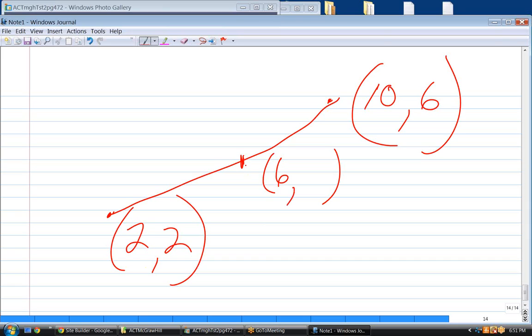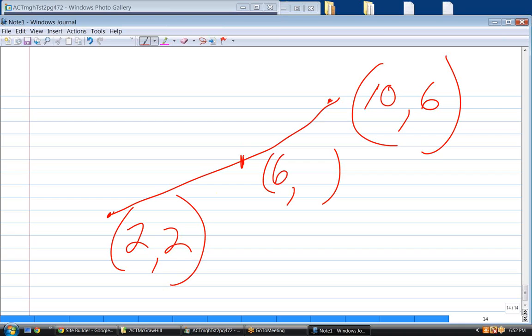Go ahead and guess. 8 is a fine first guess, but that doesn't work. So we got to change it. 7 would be another good guess, but that doesn't work either. When we get to 6, 6 is equidistant from 10 as it is from 2.